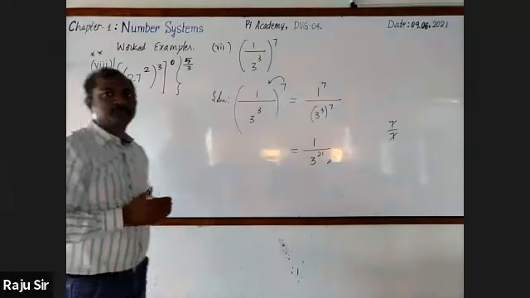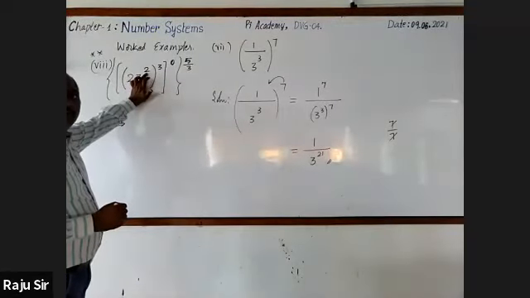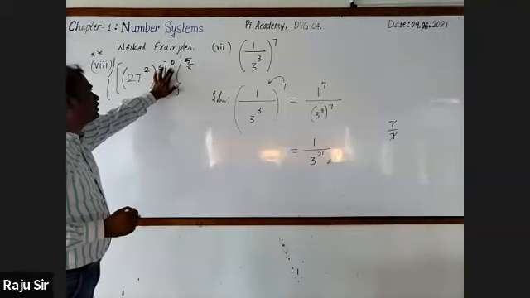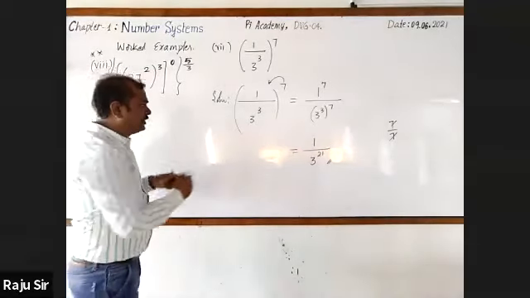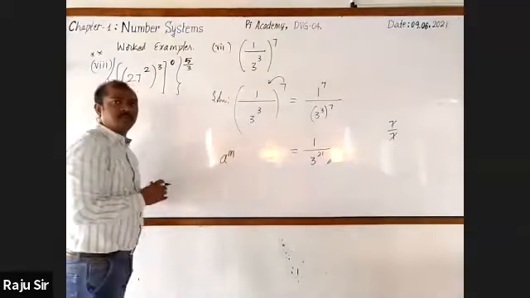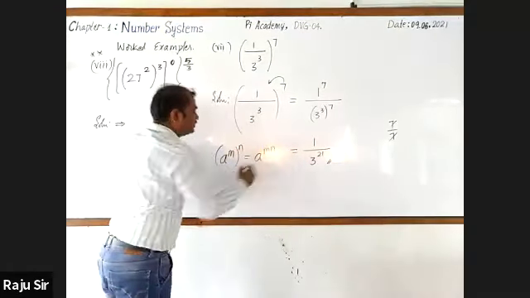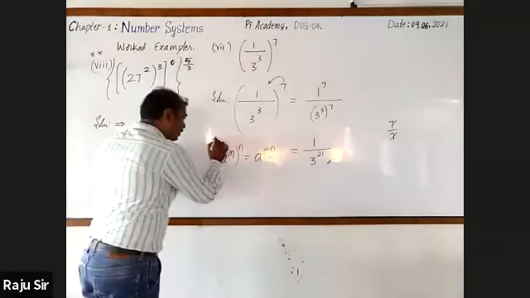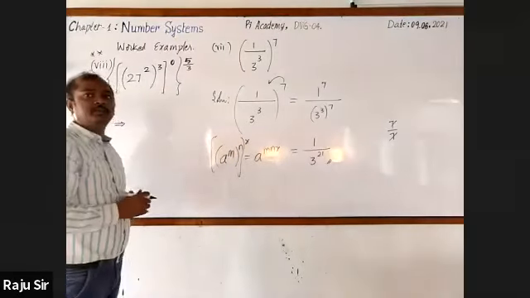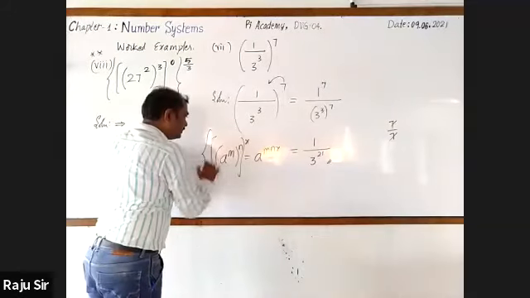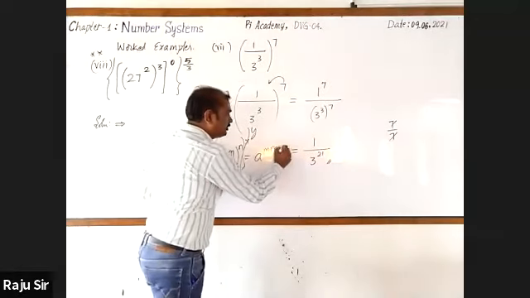Observe. Look at the book. Here it is 27 raised to the power 2, all raised to the power 3, raised to the power 0, and finally raised to the power 5 by 3. Dear students, you all know that if a raised to the power m, all raised to the power n is there, we write it as a raised to the power mn. If raised to the power x is there, we write a raised to the power m into n into x. If raised to the power y is there, we write a raised to the power m into n into x into y.